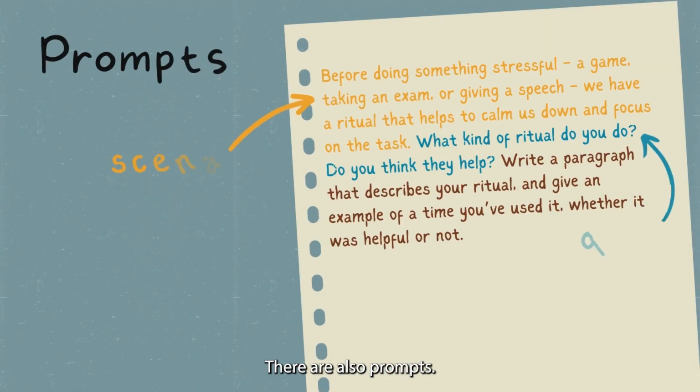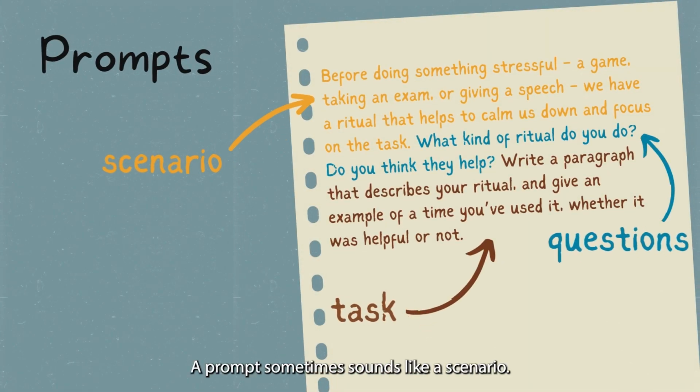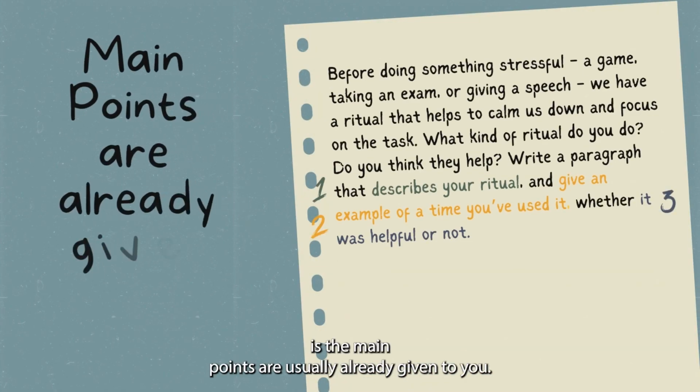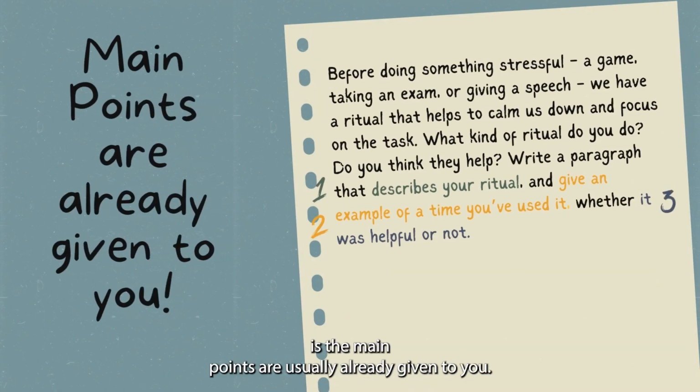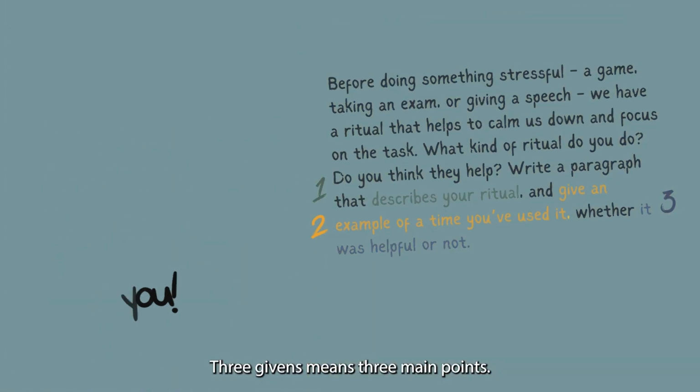There are also prompts. A prompt sometimes sounds like a scenario. There may be multiple questions, and then it asks you to do a writing task. What's great about prompts is the main points are usually already given to you. Main point 1, describe a ritual. 2, give an example of a time you used it. And 3, explain if it was helpful or not. 3 givens means 3 main points.